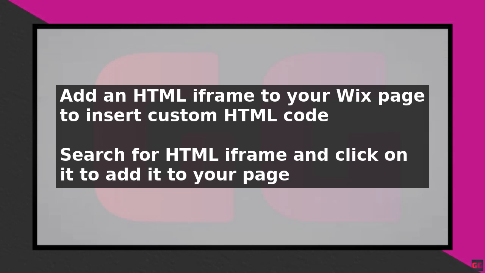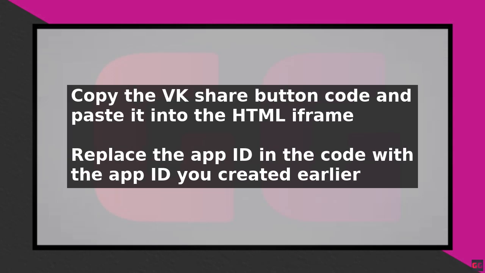Next, go back to the VK developers page and click on the Share button. You will see a link that says Get the code. Click on it and select the type of share button you want to use. Copy the code that is provided and paste it into the HTML iframe that you added to your Wix page. Replace the app ID in the code with the app ID you created earlier.